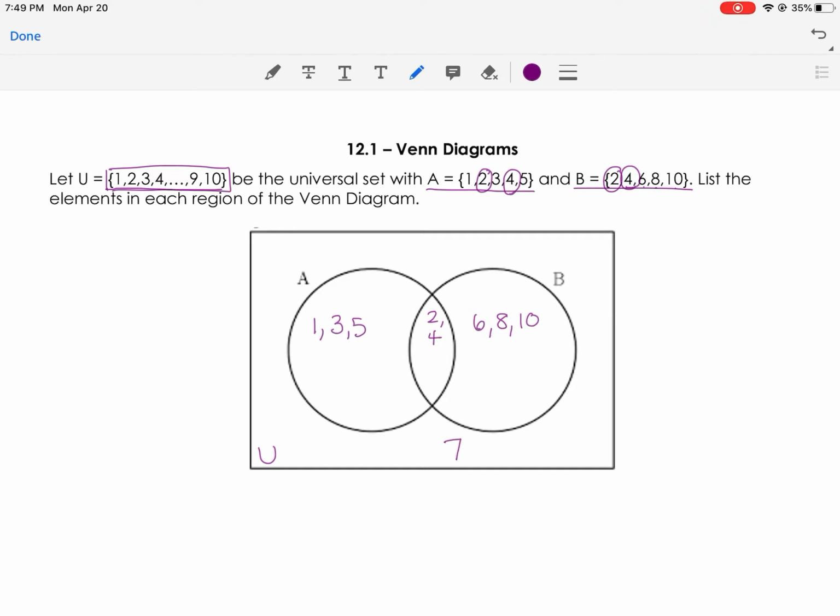We've got 8 in B. We also do not have 9 listed anywhere, so that goes on the outside saying, hey, we're still going to look at it, but it's not in either of these sets. And then we've got 10 in B. So that's the Venn diagram that represents these numbers and where they fit in regards to these sets.